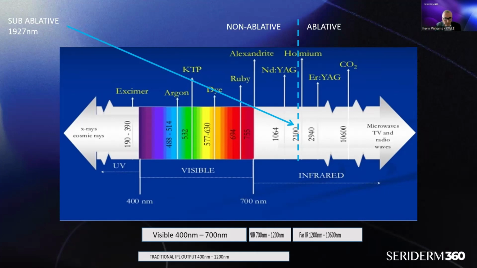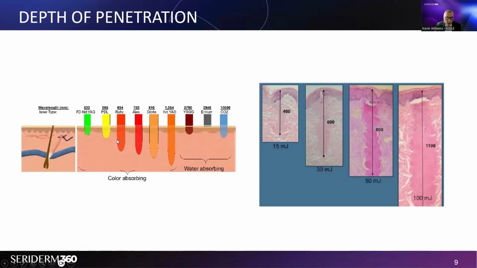Now, when we look at color absorbing wavelengths, the first thing we're going to learn of any use today is that with color absorbing wavelengths, the longer the wavelength, the deeper the light will go. So the longer the wavelength from 400 to 1200 nanometers, the deeper the light's going to go. You can see a 532 KTP laser is pretty superficial, but the Nd:YAG at 1064 is much deeper. So we can control the depth of penetration by the wavelength when we're looking at color absorbing wavelengths.